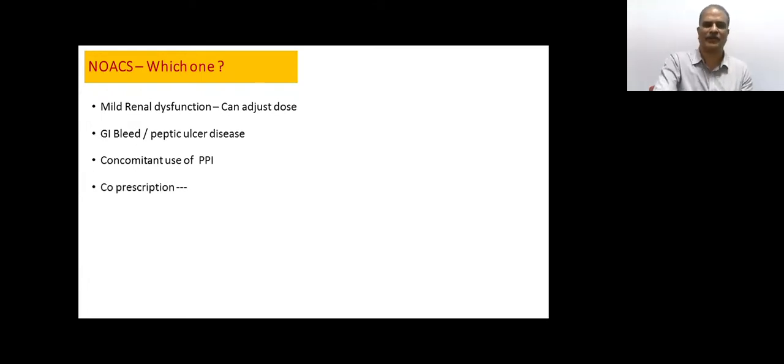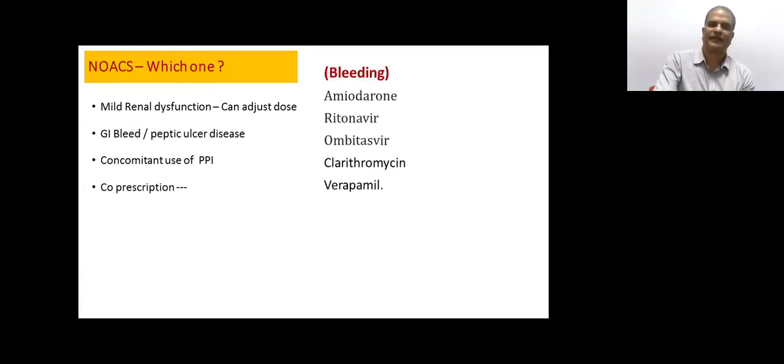Co-prescription, I think this is the most important thing here. There are drugs, mainly antivirals and clarithromycin, etc., which can increase the efficacy of novel anticoagulants and predispose to bleed. And these are agents where you don't have much to monitor. You don't usually monitor, and finally they can land up with a bleed.